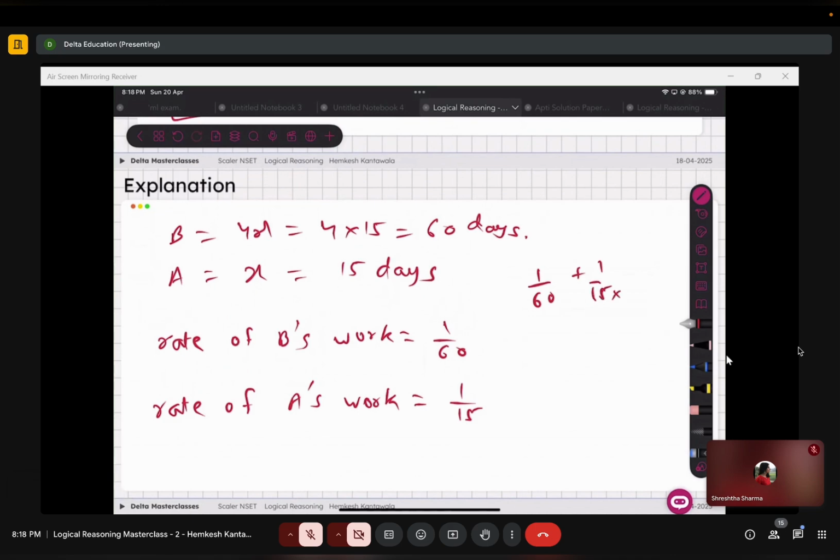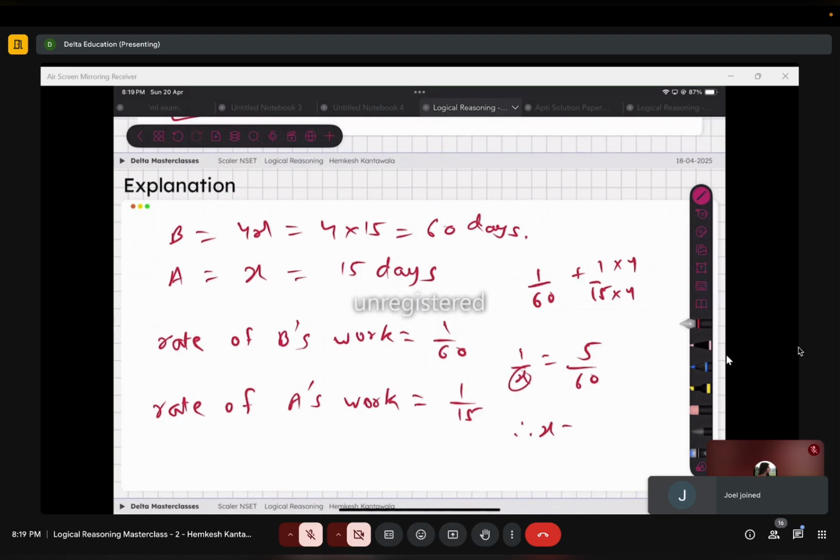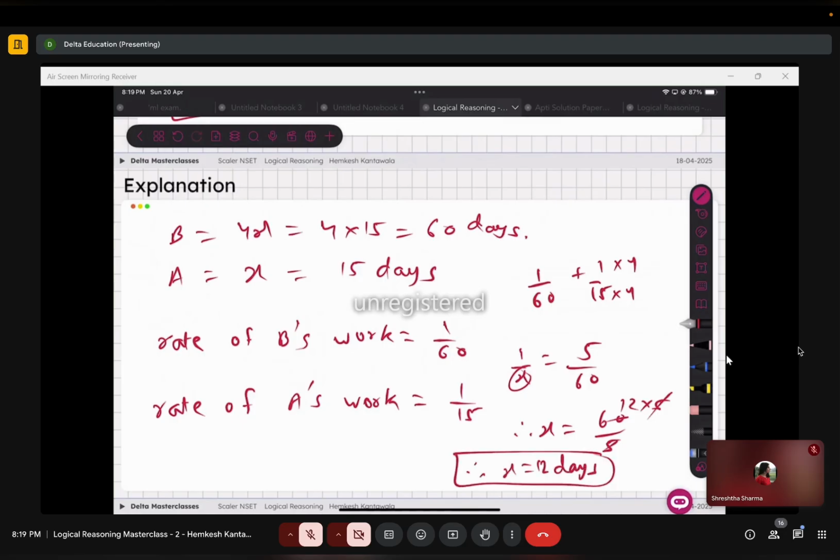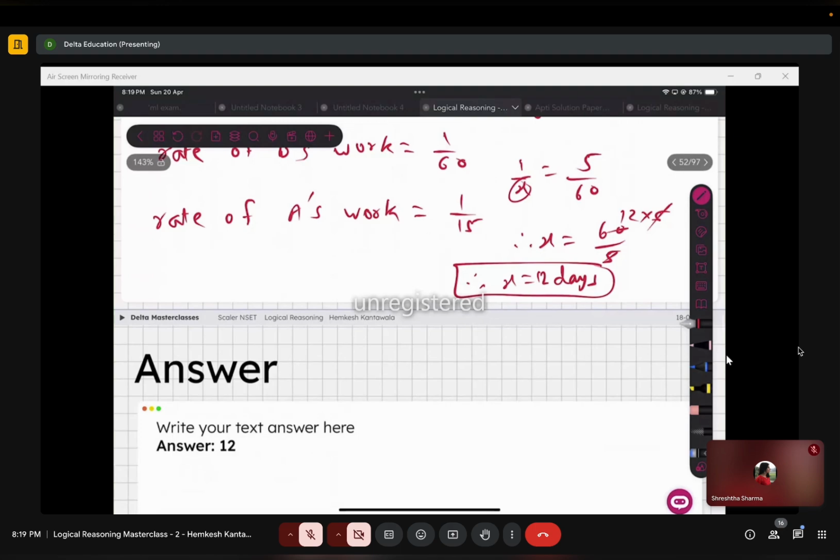If we take the LCM, which is 60, 15 4s are 60, so we get 5 upon 60. As in the last question itself, this would be 1 by x, where x represents the total number of days. So x would be 60 by 5, which is 12, since 12 5s are 60, the 5s cancel. So x equals 12 days, which is the answer. If both of them do the work together, they could do the same work in 12 days altogether. Hence 12 is the answer.